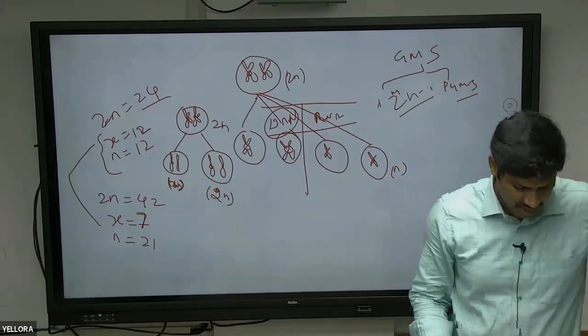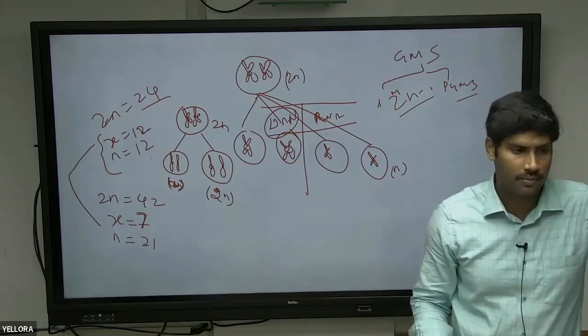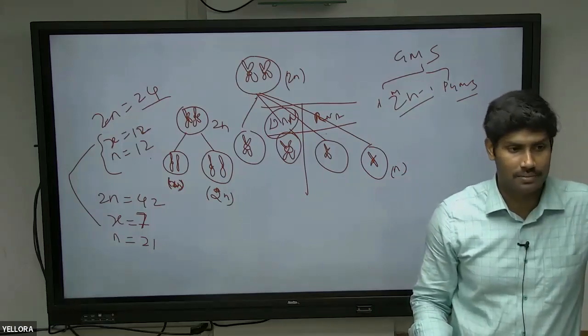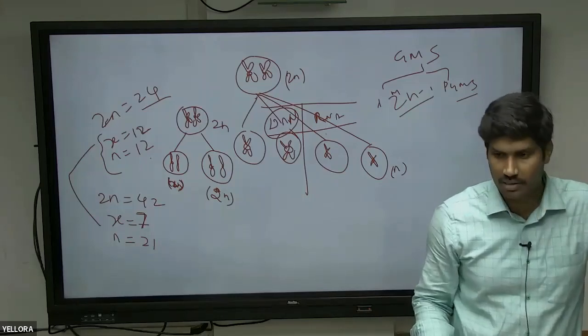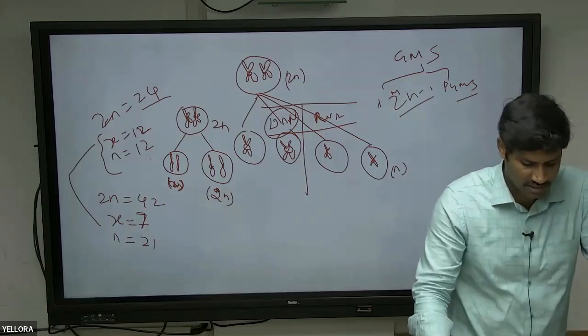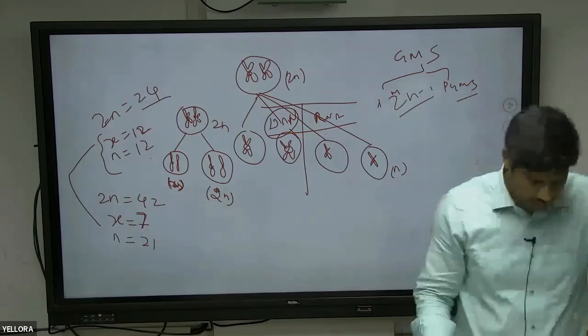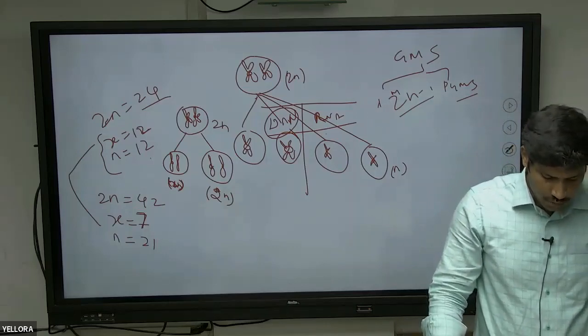Explain the mechanism of crossing over and its importance. Mechanism of crossing over, with a diagram. There are 4 steps in the mechanism of crossing over. Then its importance.